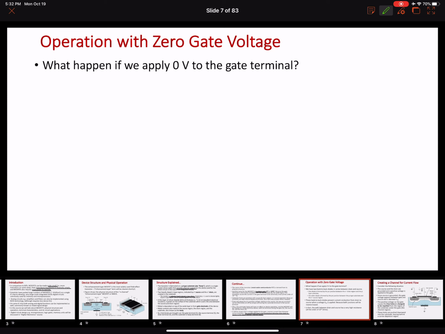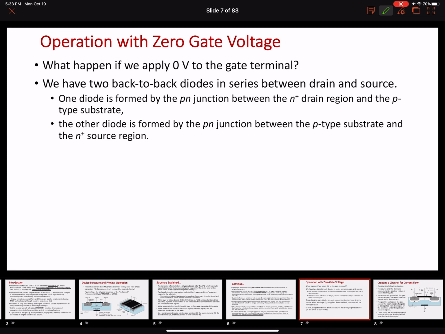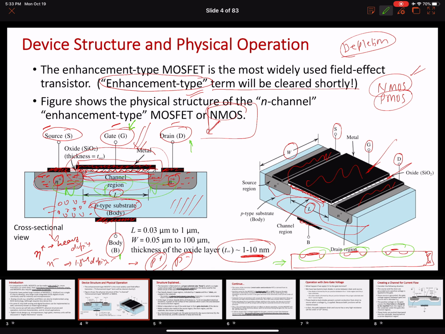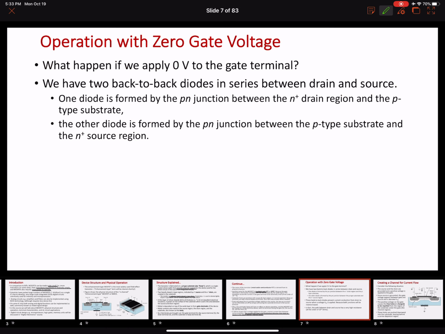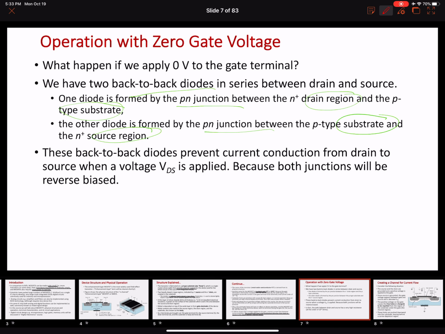Okay, so what happens if we apply a zero voltage to the gate terminal? If we just ground this thing as well, we have two PN junctions, right? This is what we just talked about, that we have two back-to-back diodes. We have a PN junction between drain and the body, and then we have another PN junction between the body and the source. We already talked about this. So if we have these two PN junctions and the gate is at 0 voltage, this will make the junctions reverse biased and no current will flow. So this is an off condition.